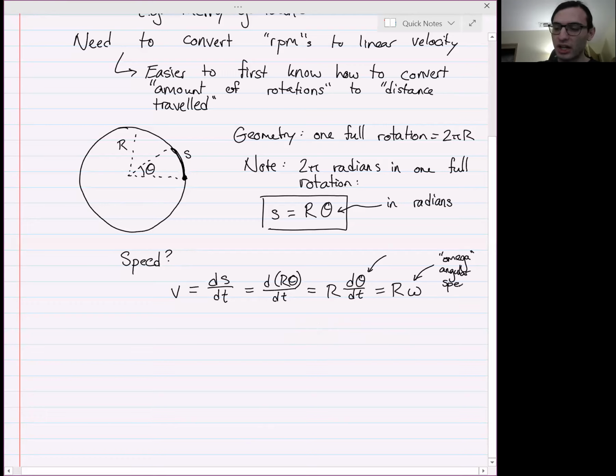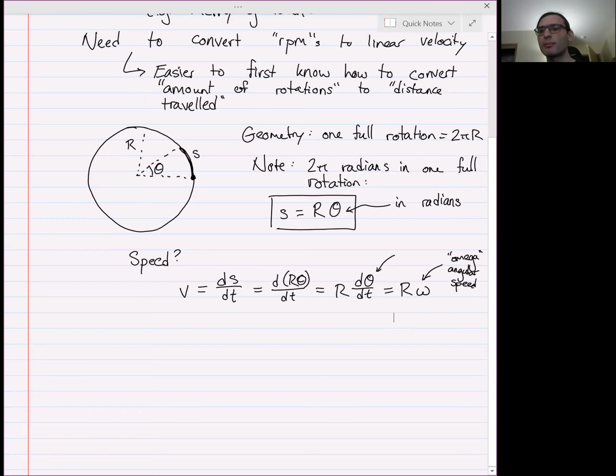Later on down the line, we will use the symbol omega with an arrow over it for angular velocity, just as we use a V with an arrow over it for velocity and a V without an arrow for speed. But for now, just consider angular speed. It's basically how many radians you rotate per second.